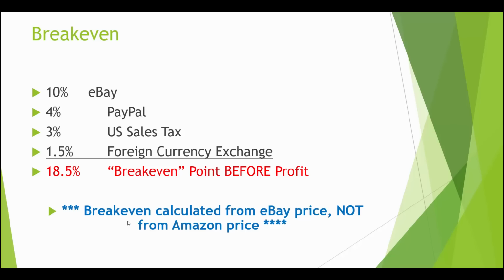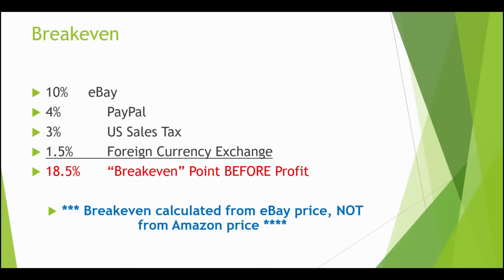Just to make things clear, the break-even price is calculated from the eBay price and not from the Amazon price. That's because eBay and PayPal and foreign currency exchange are calculated from the final amount which you get into your PayPal account, which is the eBay price. So 18.5% is what you need to add on to your price in order to cover any losses. And all of that is before you begin to charge a profit.